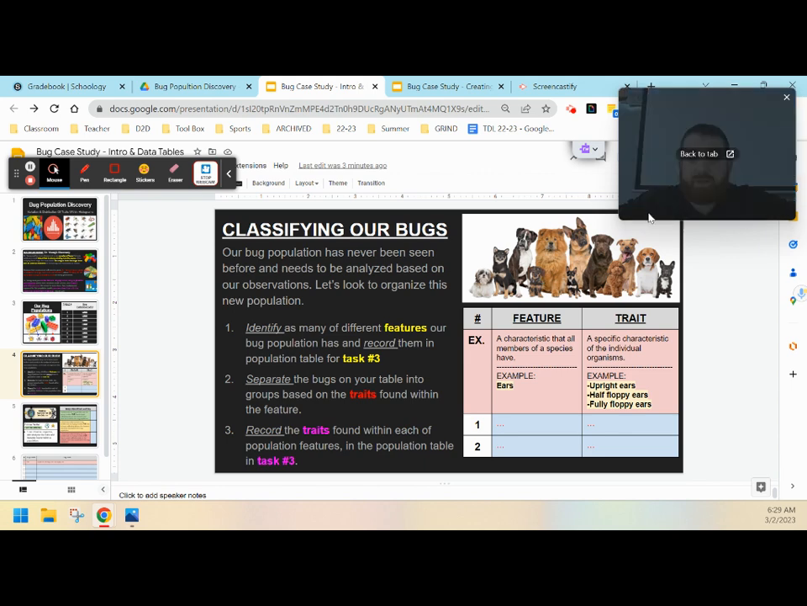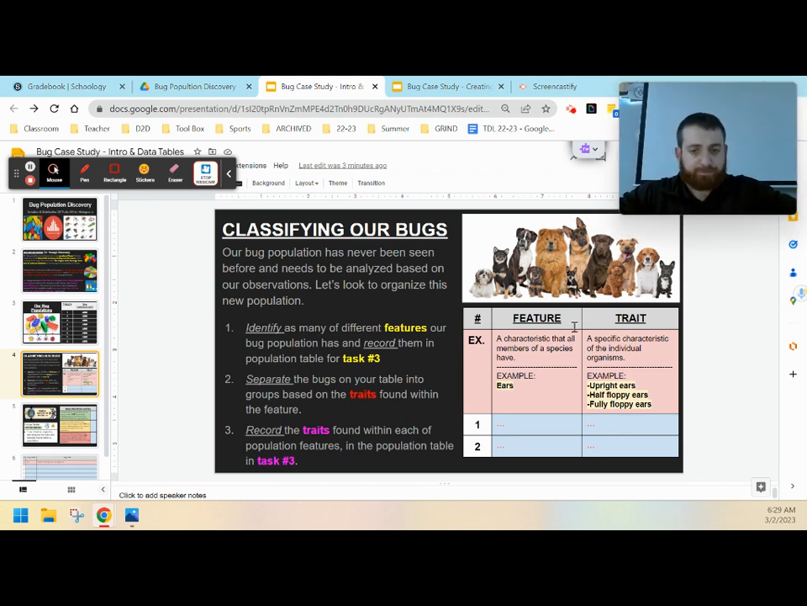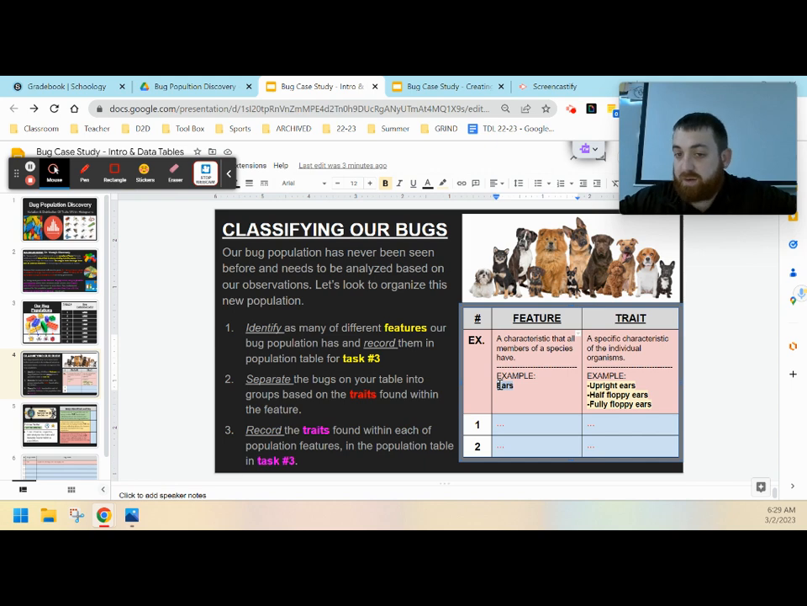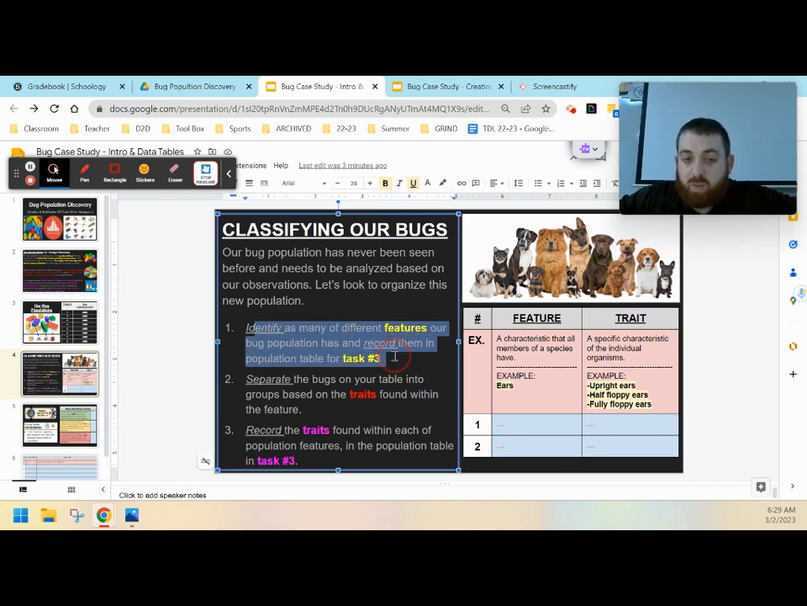So, if we're looking at our dog example here for how to go about doing this, we see that a feature is a characteristic that all the members of a species have. So we're going to be looking for those characteristics that all of our bug population and individuals share. So when we look at these dogs here in our population, we see that they all have the feature for ears. Once we've identified those features, we're going to pick one and we're going to separate our bugs on the table into groups based on the traits found within those features.